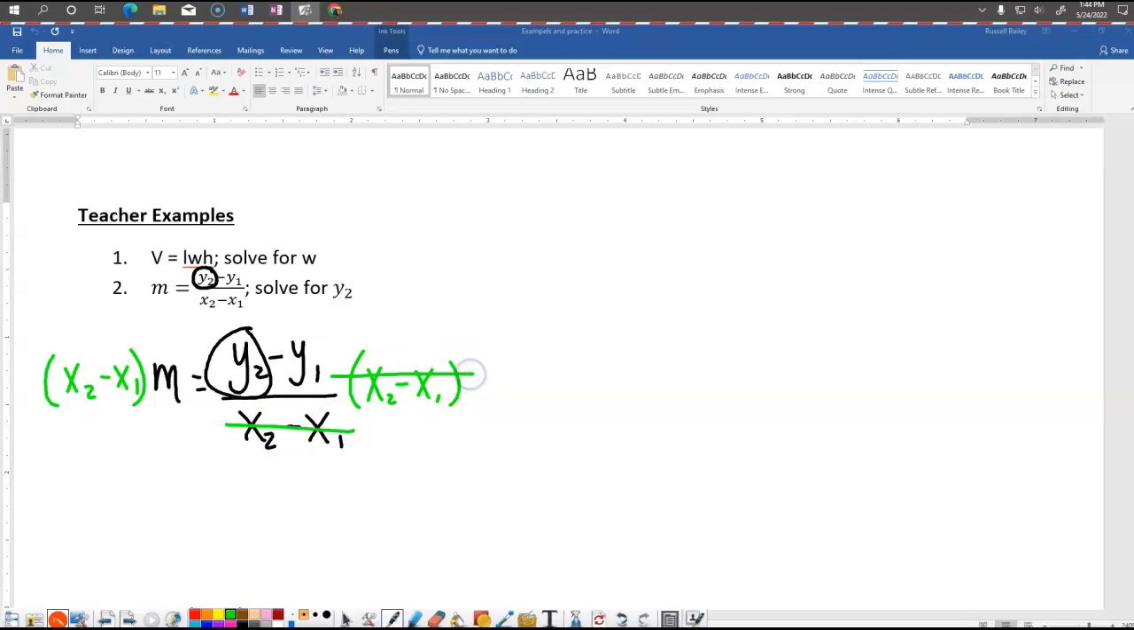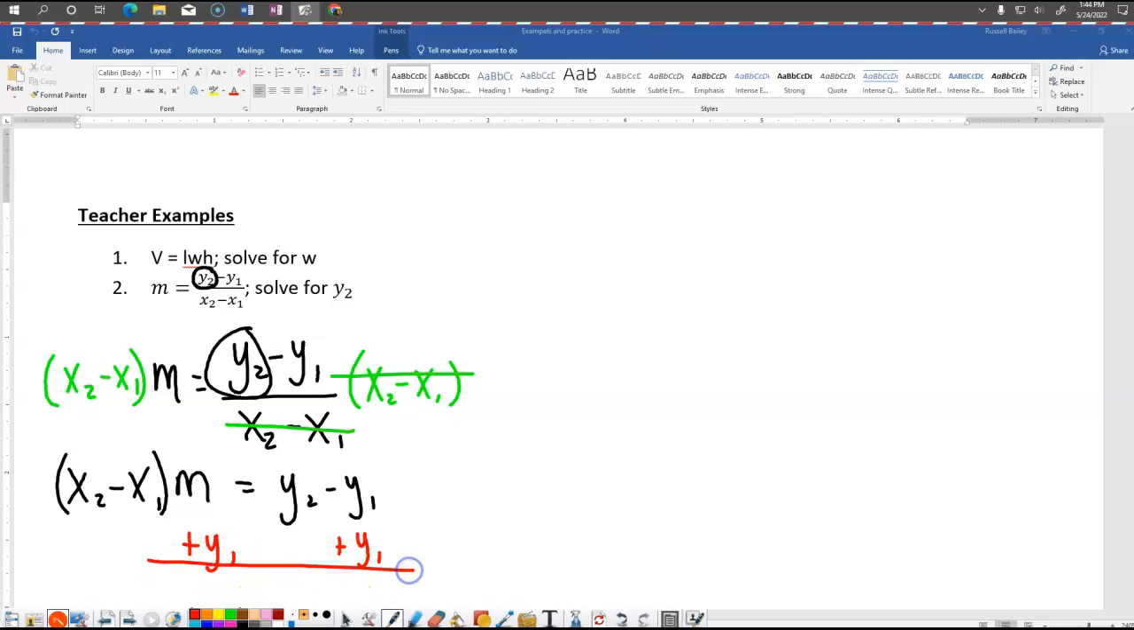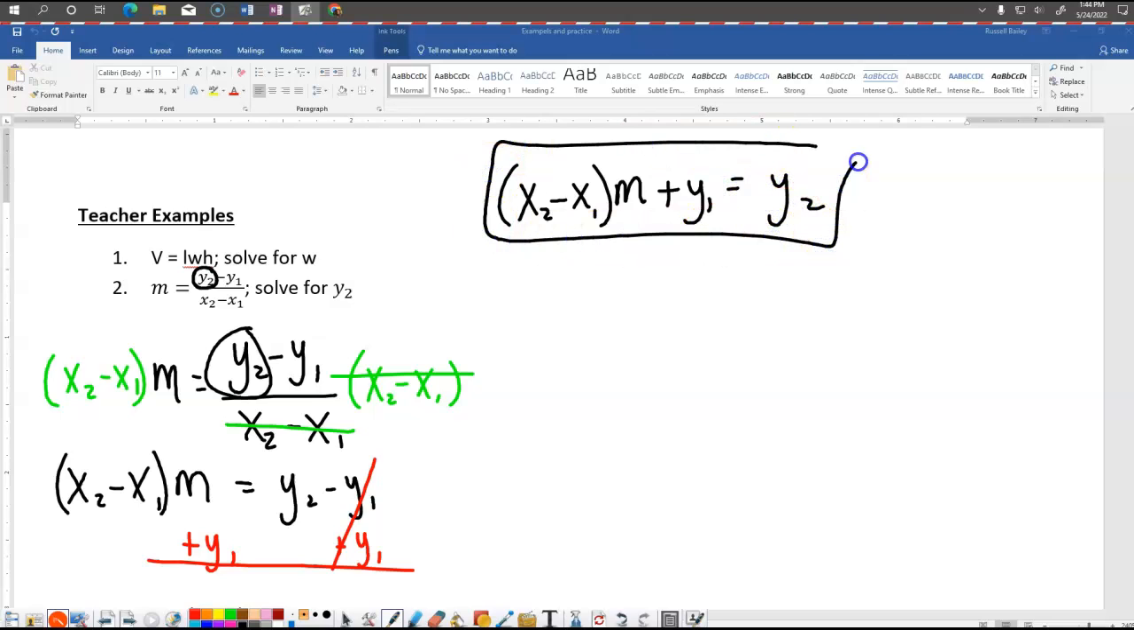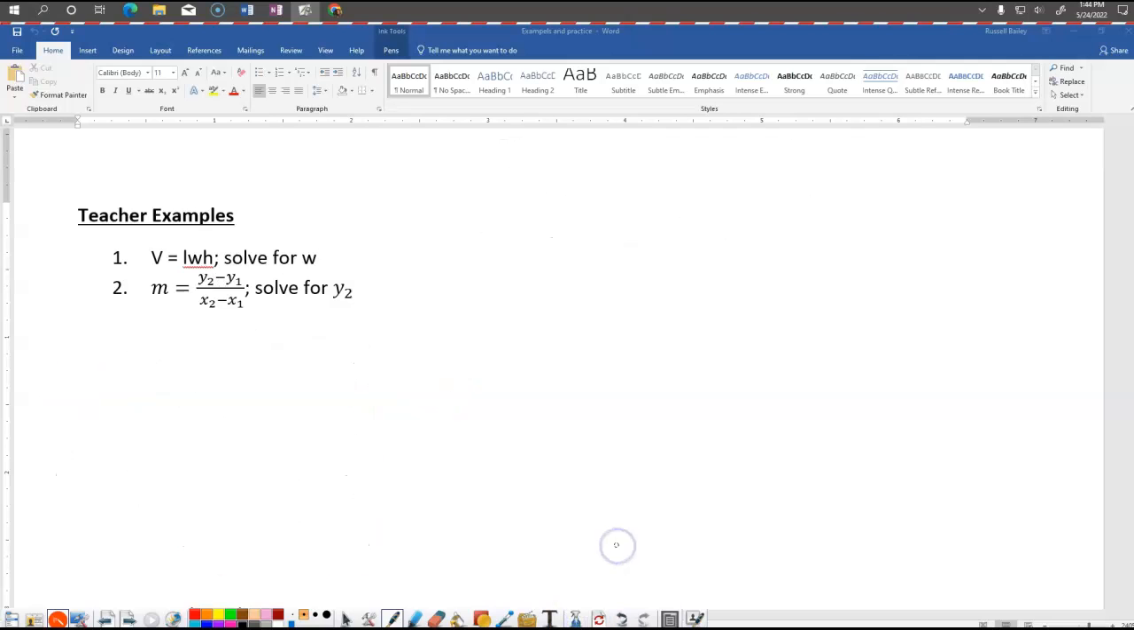So now these cancel, and now I'm left with x2 minus x1 times m equals y2 minus y1. And now to get the y2 by itself, all I need to do is just add the y1 on both sides. These cancel out. And now I have x2 minus x1 times m plus y1 now equals y2. And that's it. Okay, so we got the y2 by itself. Let's take a look at another example.